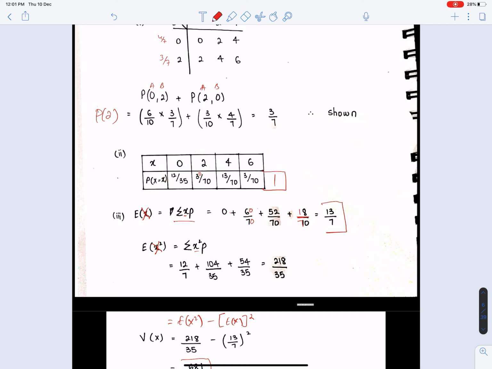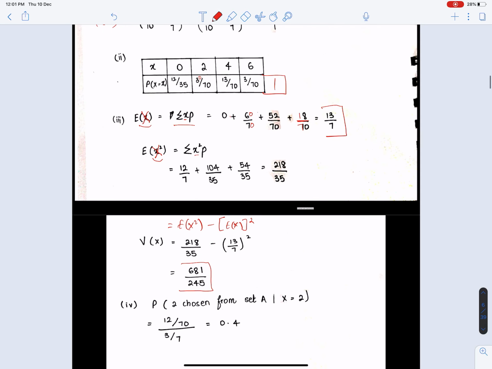This will give you X square. This is capital X and this is also capital X square. And this is the formula of variance. And leave the answer in fraction.